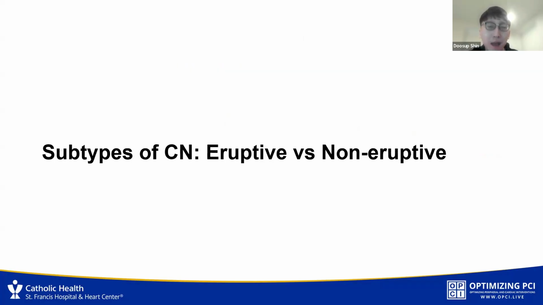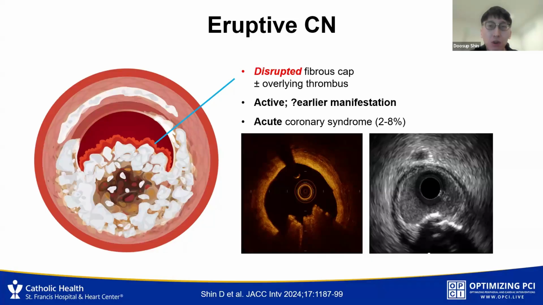With this pathogenesis background in mind, it is important to understand two subtypes of calcified nodules. So eruptive nodules have a disrupted fibrous cap, often with the overlying thrombus. They are thought to be more biologically active and perhaps an earlier manifestation of a calcified nodule. Eruptive calcified nodules are recognized as one of the causes of acute coronary syndrome, accounting for about 2 to 8%, depending on the study.